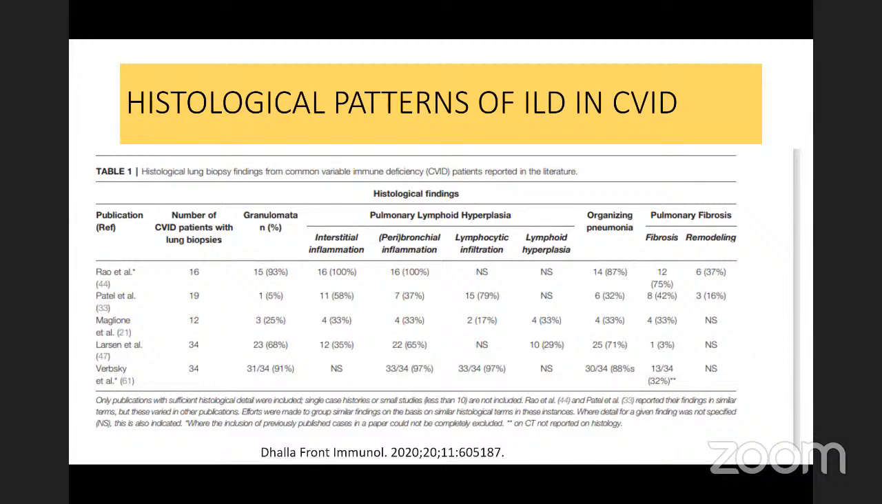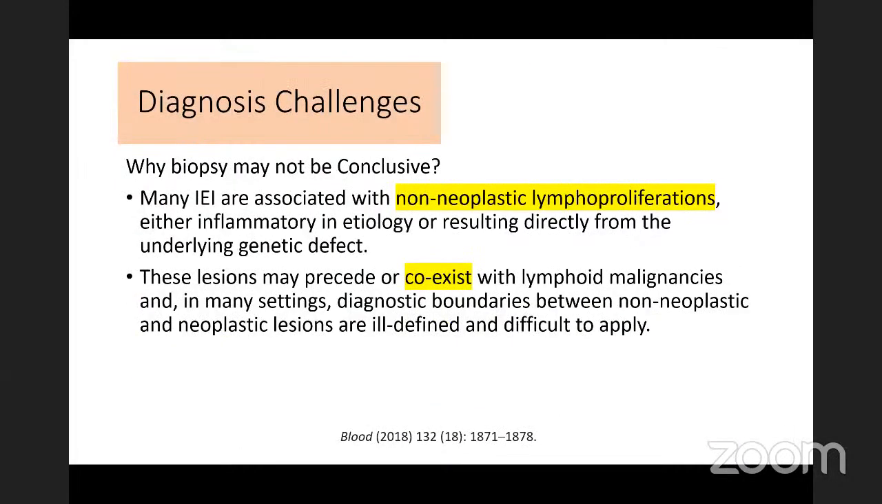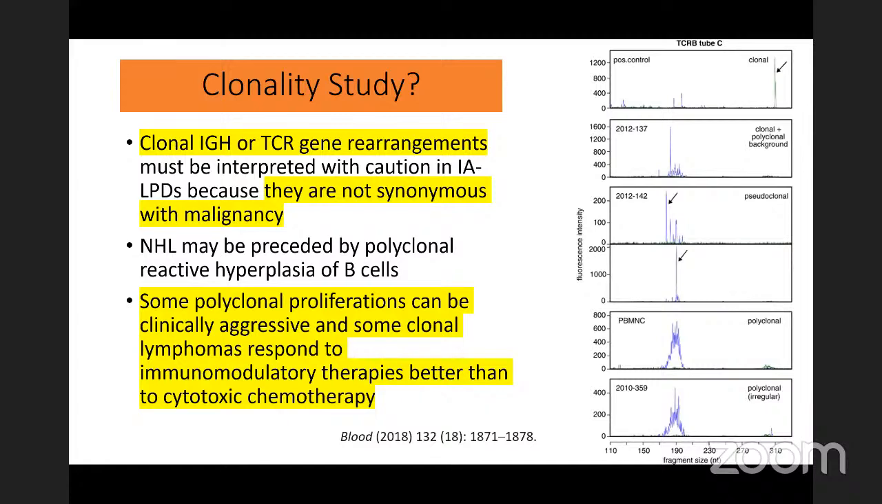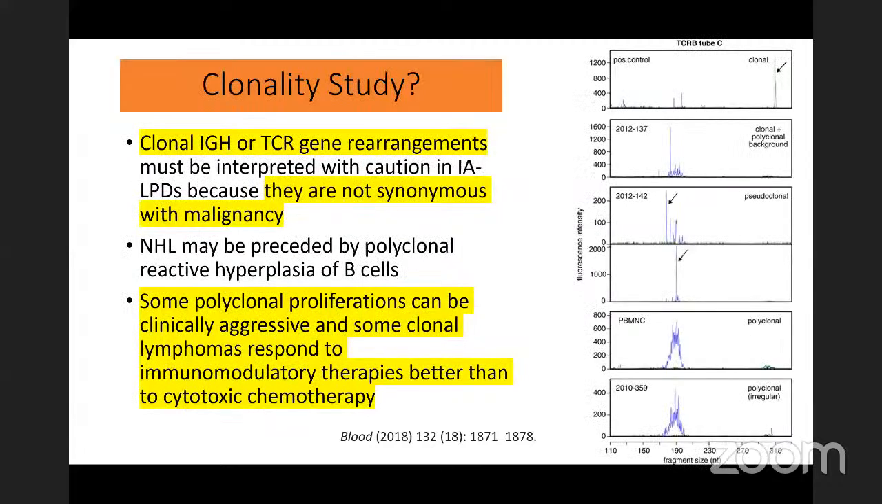Next, please. Next again. So the diagnostic challenge is that, yes, in the clonality study, the clonality would not solve it, because some of the non-clonal or polyclonal disorders are very aggressive, and they may need aggressive immunosuppressive therapy, and some of the clonal disorders are less aggressive. So sometimes the clonality would not solve the problem.